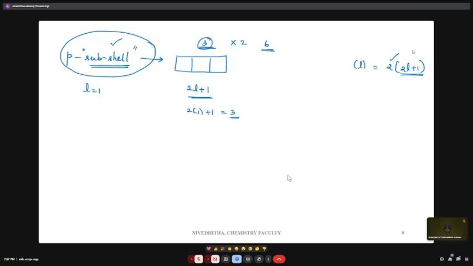Okay, next question is, how many maximum number of electrons can each shell accommodate? For example, n is equal to 1. In the first shell, how many subshells are there? Only one. Okay. So what is the l value for that one subshell? l is equal to 0, which is the s subshell.